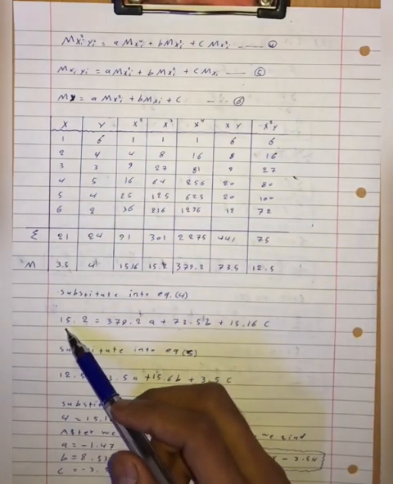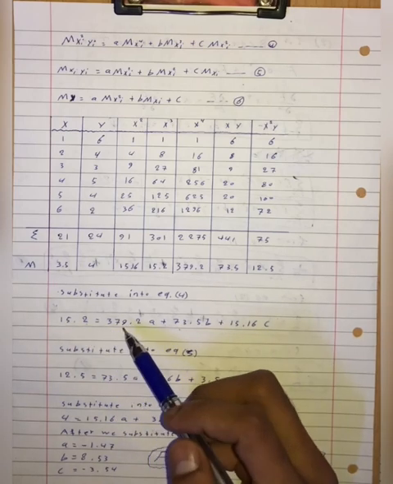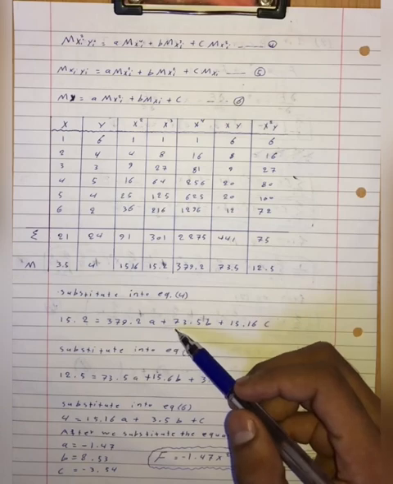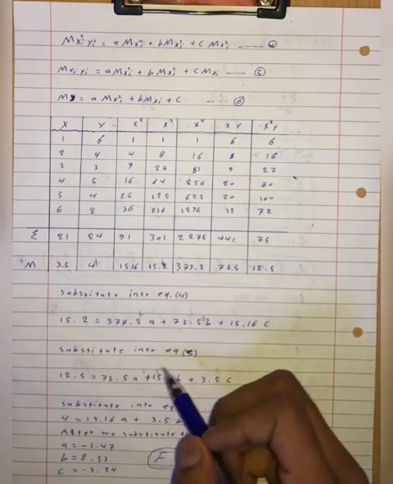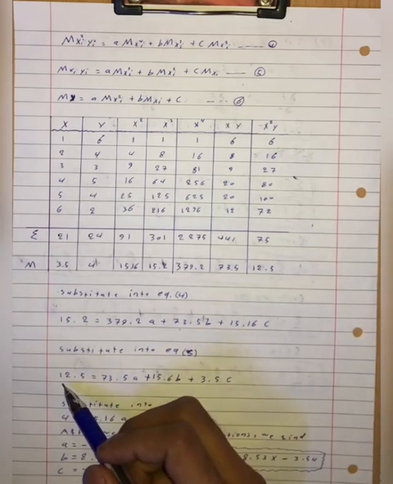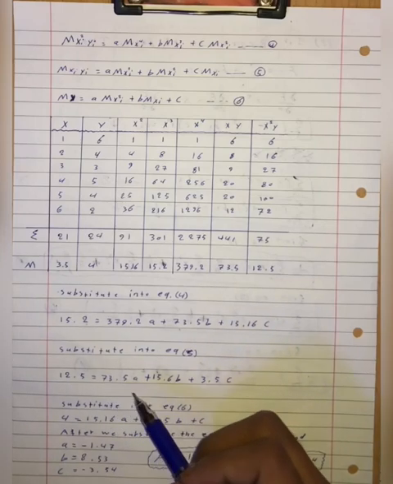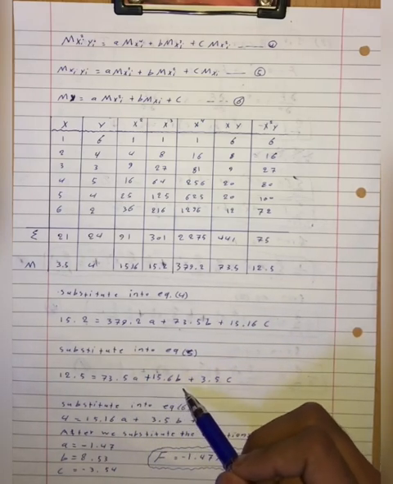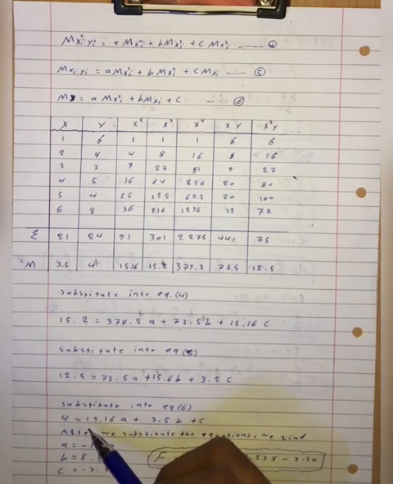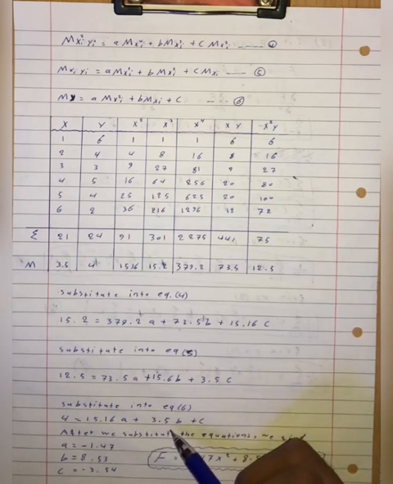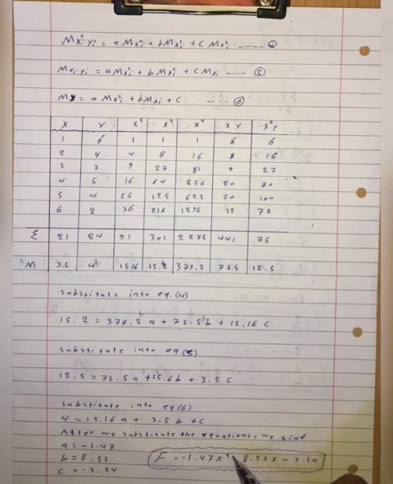We have this equation: 15.2 equals 379.2a plus 73.5b plus 15.16c, and substitute into equation 5. We have 12.5 equals 73.5a plus 15.16b plus 3.5c. Now substitute into equation 6. We have 4 equals 15.16a plus 3.5b plus c. After we solve the equations, we find a equals minus 1.47, b equals 8.53, c equals minus 3.54.